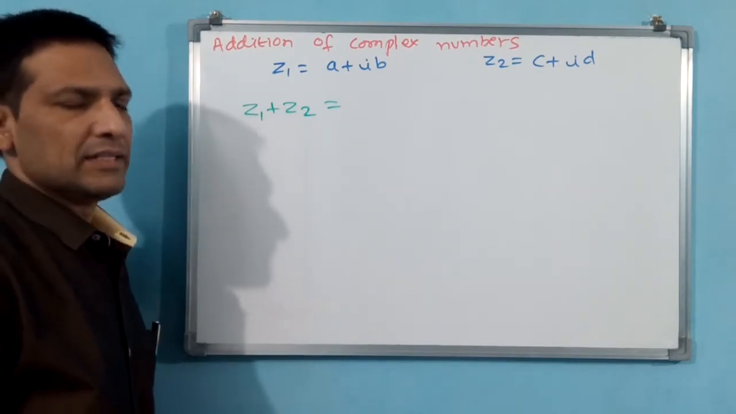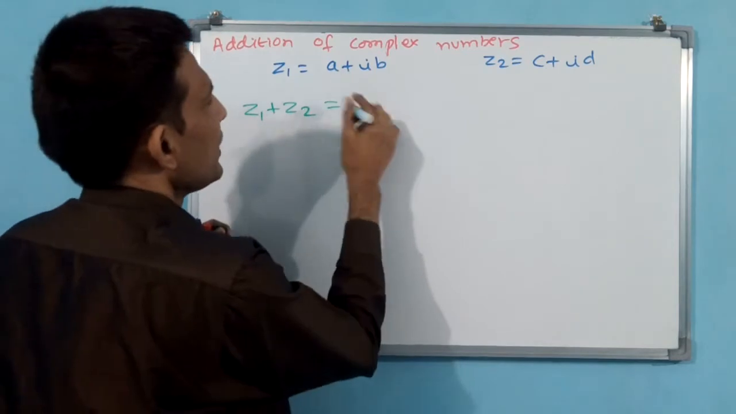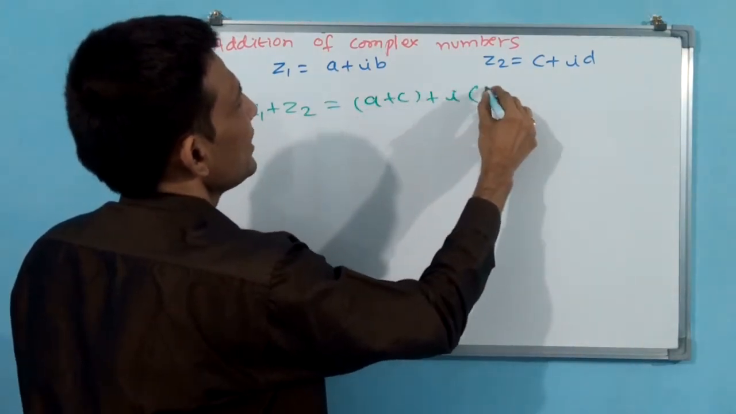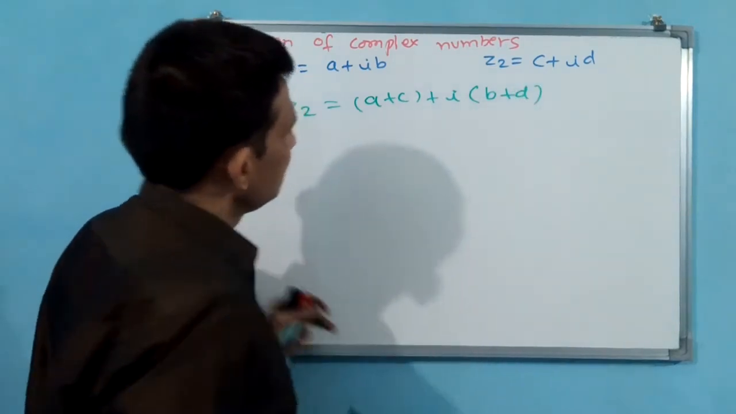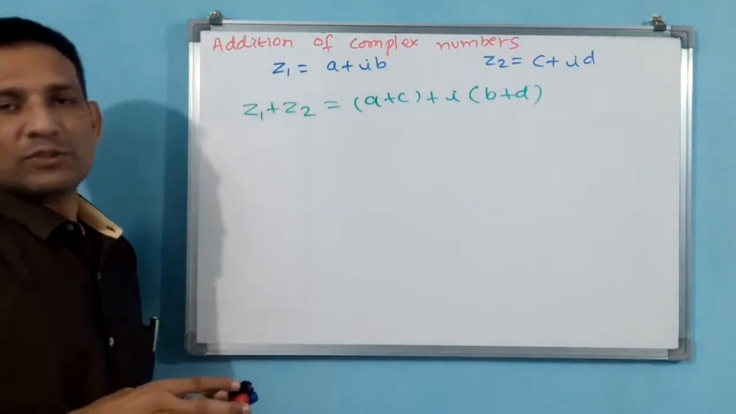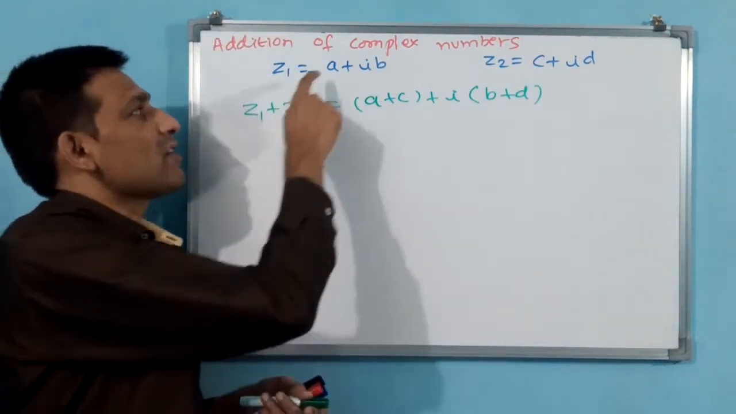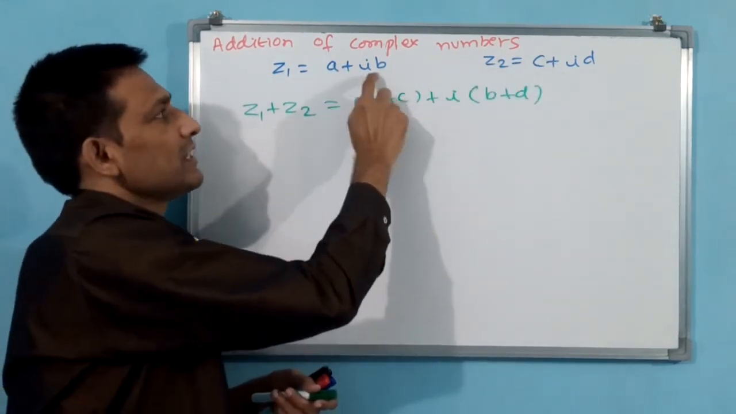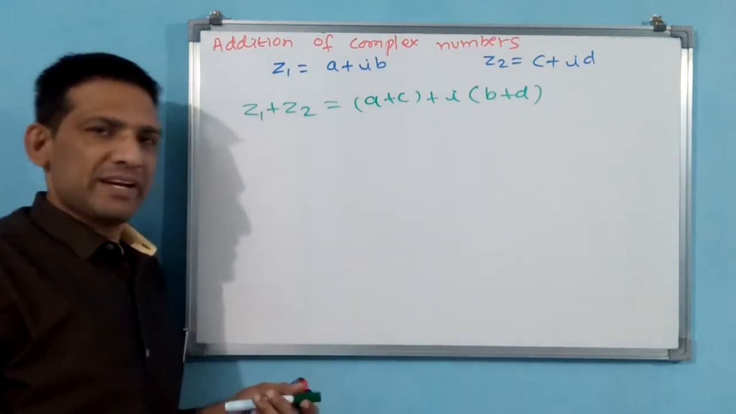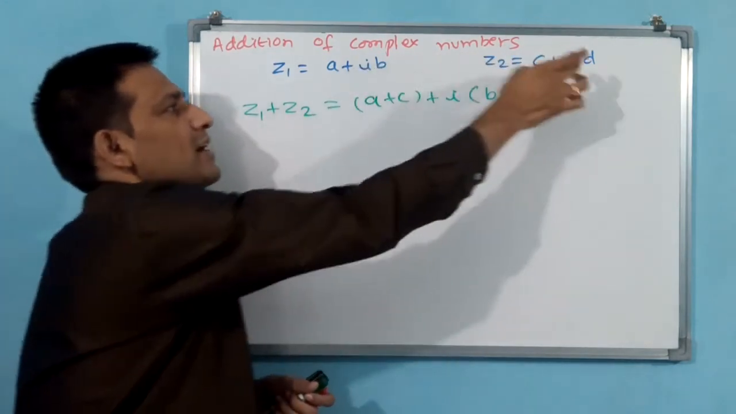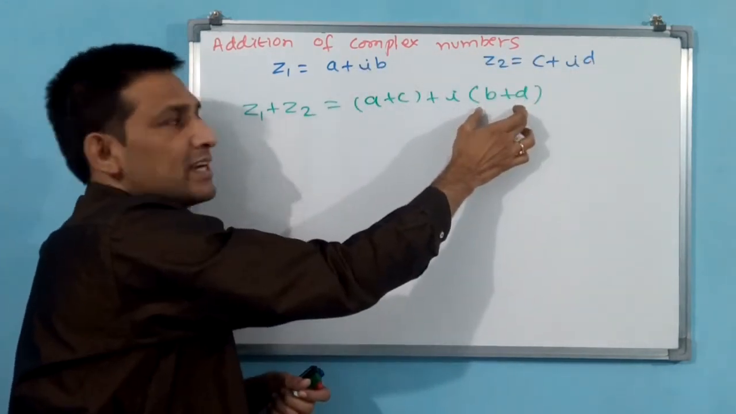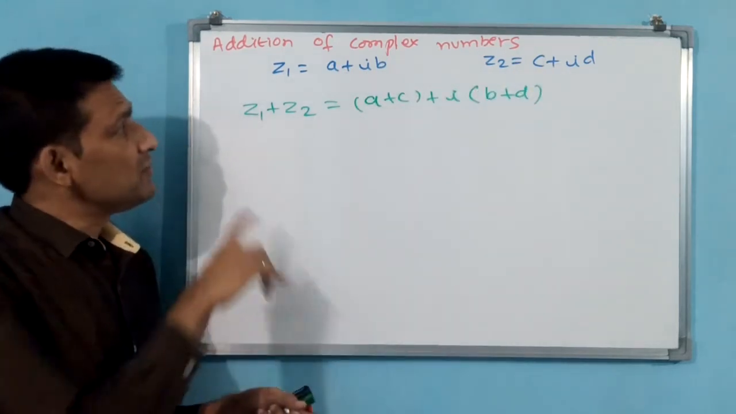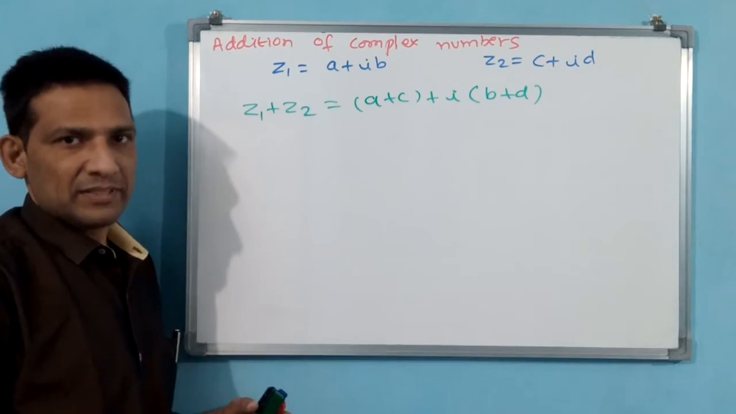How to add? You see now what I am doing: A plus C plus i, B plus D. You see what happened? I have added the real parts and the imaginary parts separately, keeping real parts in the real area and imaginary parts in the imaginary area. This is the procedure of addition of complex numbers.